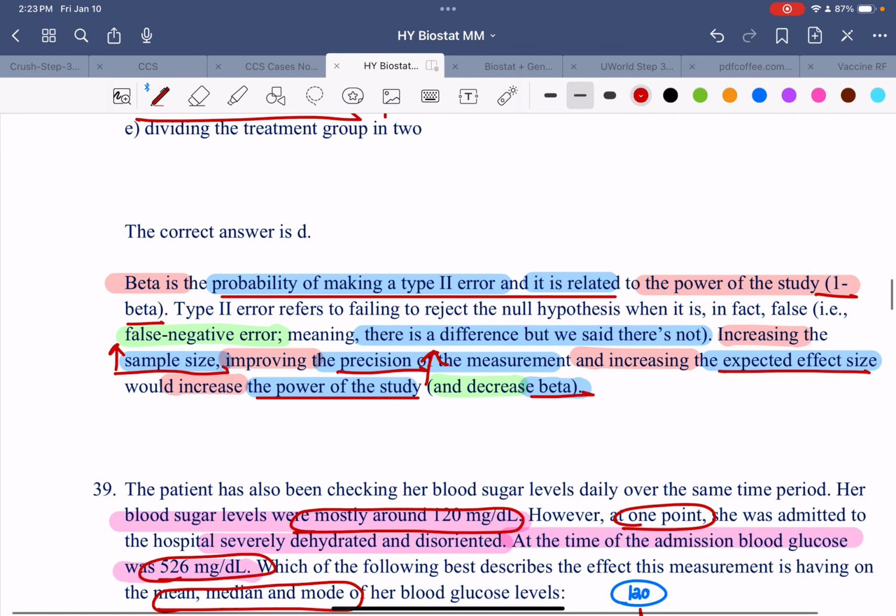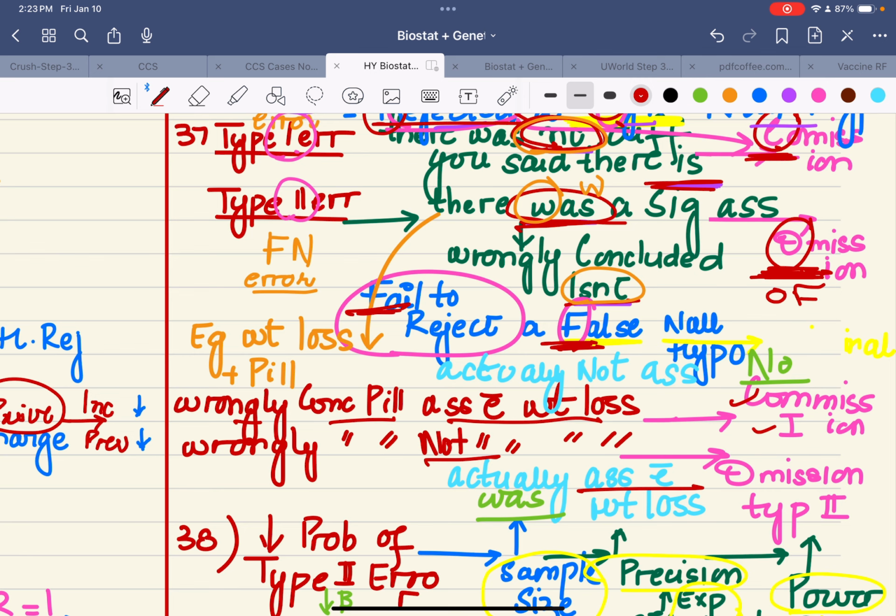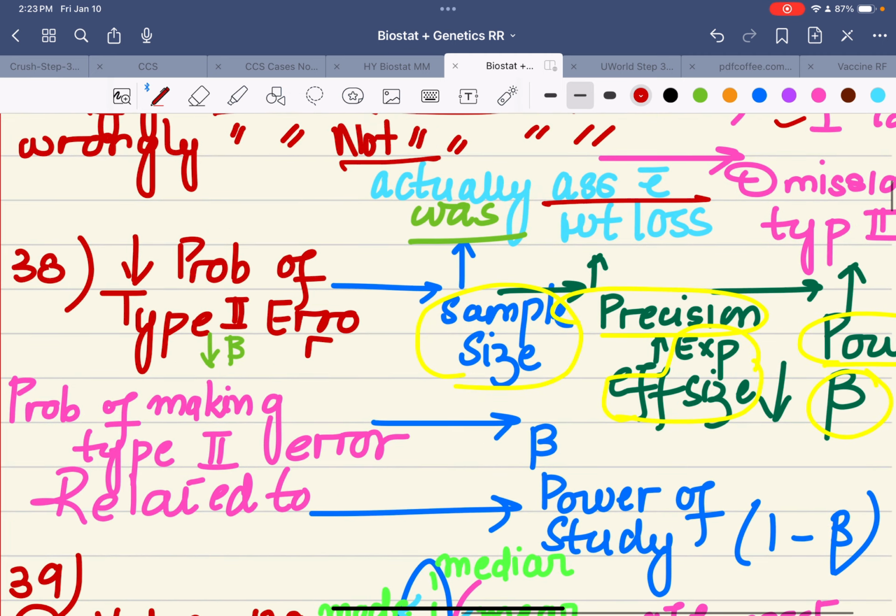Precision increased. What about the effect size? Of course, you have a large number of people, so the effect size will also increase. What about the power? The study will become, of course, more powerful. And what will decrease? The only thing that will decrease is beta. That will decrease. So the probability of making a type 2 error will go down when you increase the sample size, right? So what can decrease the probability of making a type 2 error?